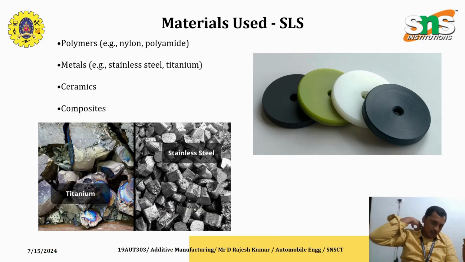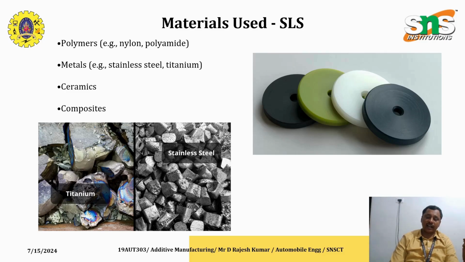So there is a wide range of materials used here. Polymers, for example nylon, polyamide, and metals such as stainless steel and titanium. Ceramics and composite materials are also used for processing with this technique. So this technique is one of the techniques where it uses the laser source.